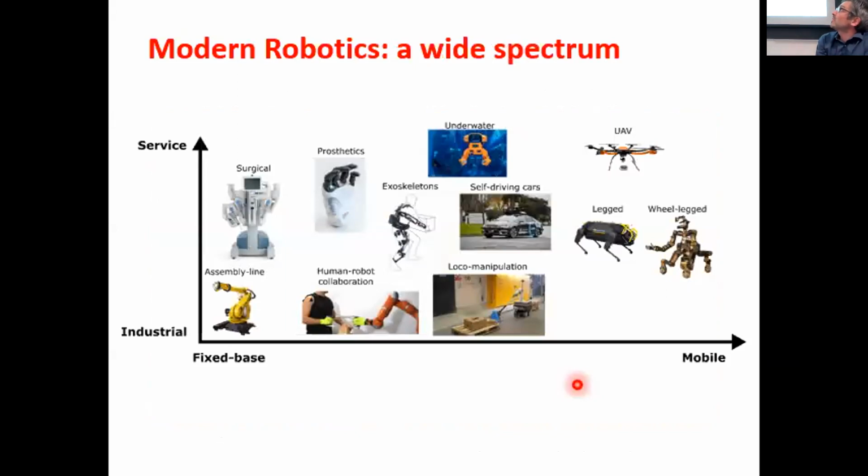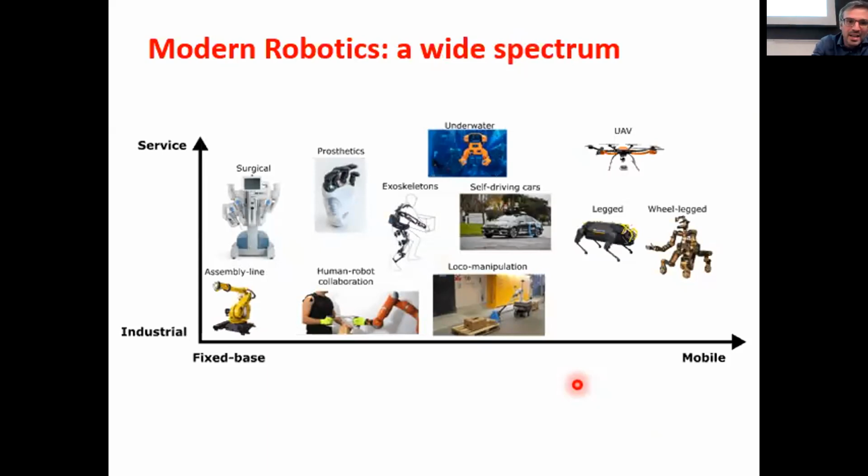So this is a taxonomy of robots in terms of two axes. On the y-axis, we see a continuum from industrial to service. So what is a service robot? It is whatever is not industrial. A robot that performs some useful task for humans, maybe a repetitive task, but is not related to an industrial application.